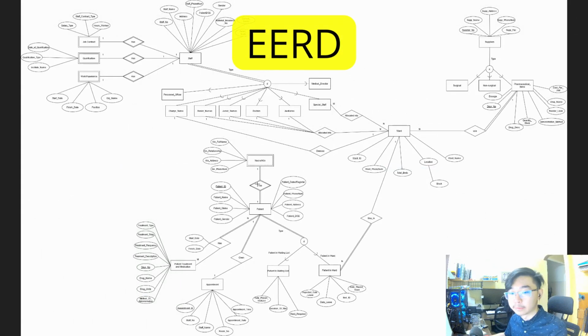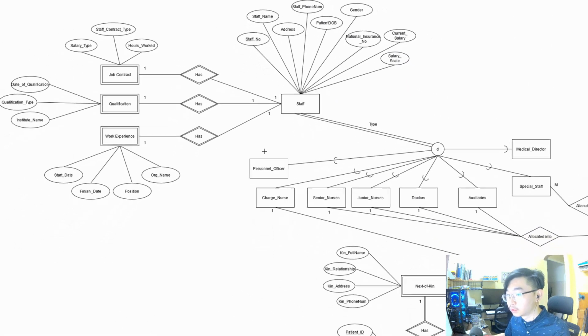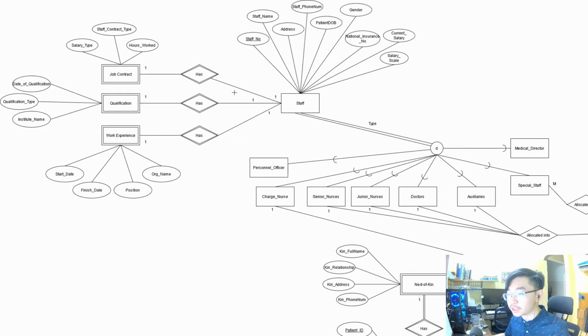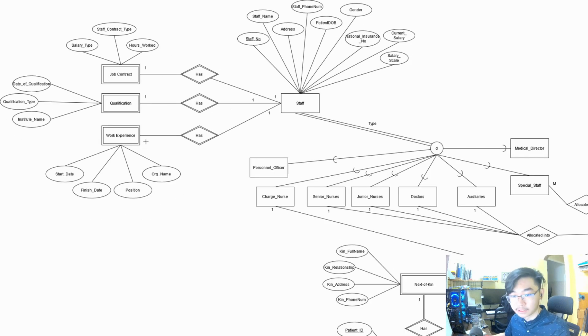So I'm going to explain about our enhanced entity relationship diagram. First off, let's start with the staff entity. The staff entity has three big entities, which are the job contract, qualification, and work experience. The job contract contains the details of the type of contract issued to each staff. The qualification contains the details of where the staff graduated from and their highest certificate. The work experience entity contains the work experience of the staff from former workplaces. And each staff will only have one job contract, one qualification, and one work experience.